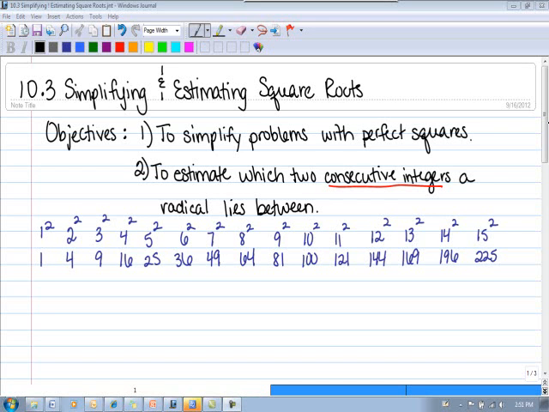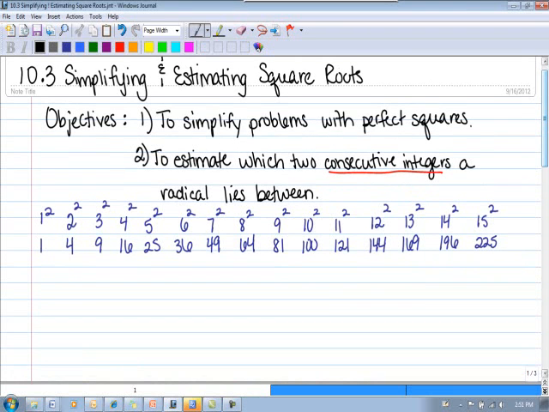Good morning, Algebra 1ers. Today's lesson is from section 10.3. It's on simplifying and estimating square roots. So we have two main objectives. Our first objective is to simplify problems with perfect squares. That'll have 3 levels to it. And then our second objective is to estimate which two consecutive integers a radical lies between.